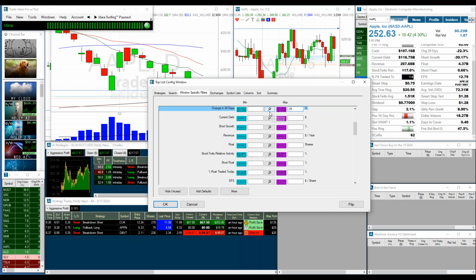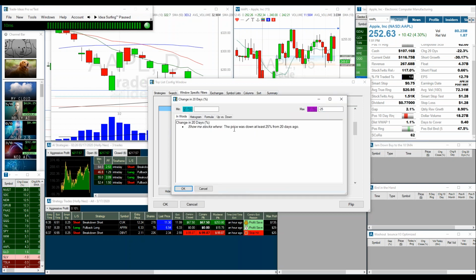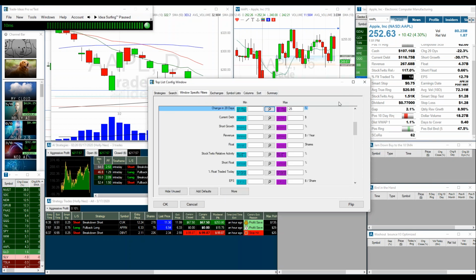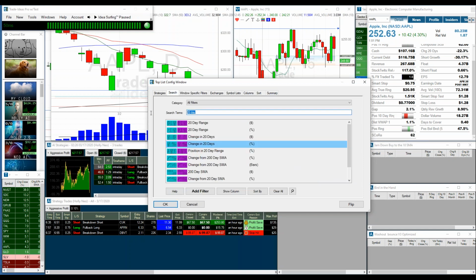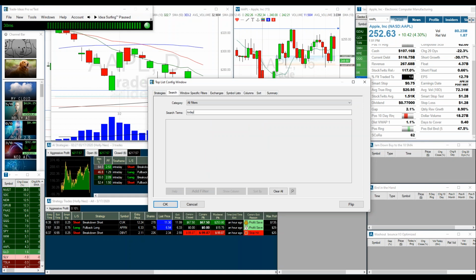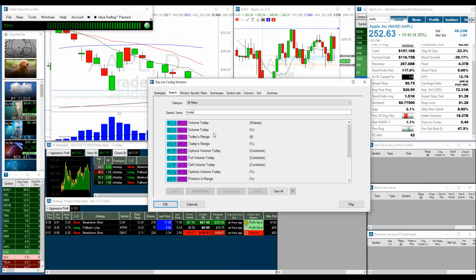Let's check our work. The price was down at least 25% from 20 days ago. Okay, that's a pretty good starting point. A lot of stuff is going to be in there. Next data point is position. Let's do today's range. So again, we're talking on today's candle, the size of today's candle. It's not going to be a small compressed candle. It's going to be a wide, long candle. Today's range in percent. Add filter.